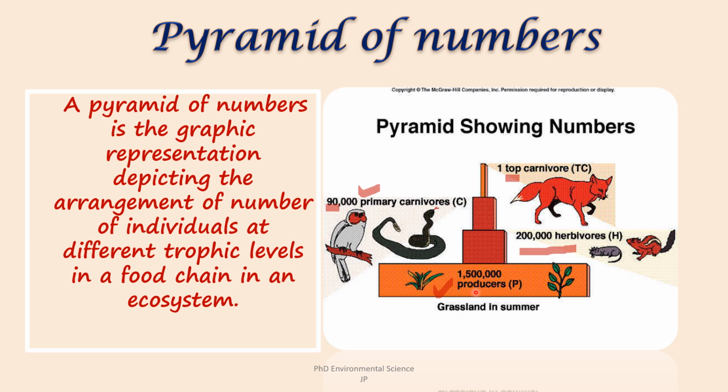In the image you can see, from the producer to the top carnivore, the number of individuals is decreasing. In producers it was 15 lakh, then herbivores it was 2 lakh, then 90,000, then finally 1. And the shape of the pyramid of numbers can vary depending on the specific ecosystem and the organisms involved. While many pyramids are upright, some can be inverted or spindle shaped as well.